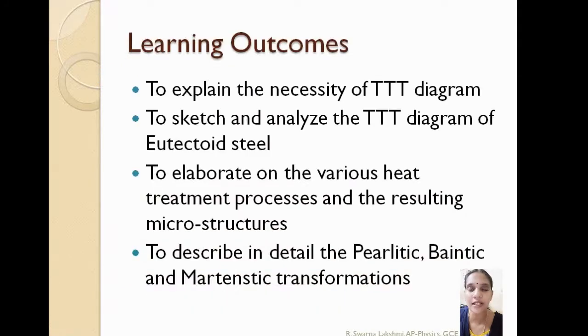At the end of this lecture, a student must be able to explain the necessity of TTT diagram, sketch and explain the TTT diagram of eutectoid steel, elaborate on the various heat treatment processes and the resulting microstructures, and describe the various transformations such as pearlitic, bainitic and martensitic transformations of eutectoid steel.